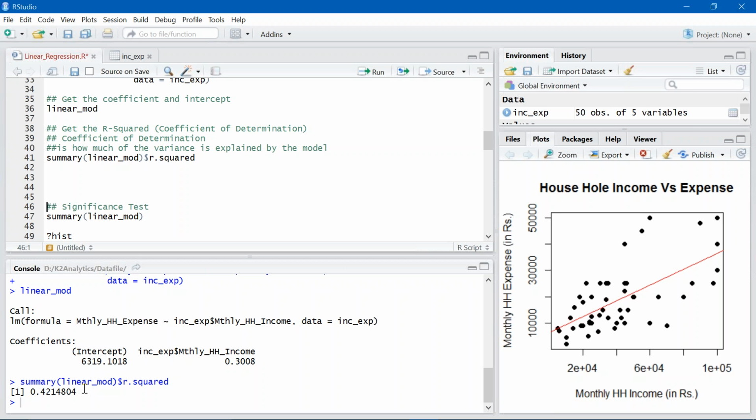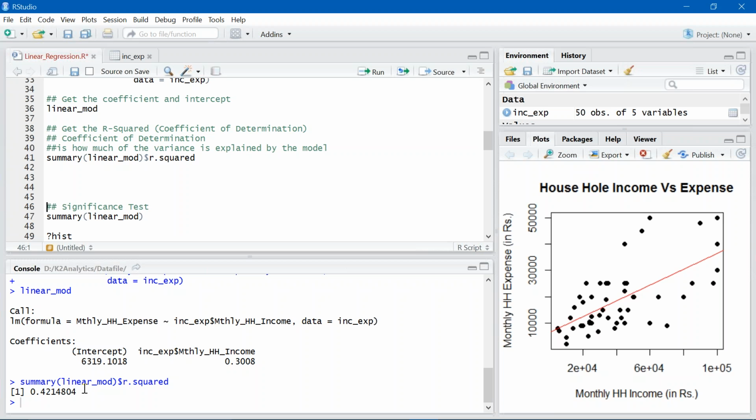What R squared is saying, what is the interpretation of this number? The English statement to interpret this is: 42% of the variance in expense is explained by income, or by the model that we have built using the income variable. Make sense?